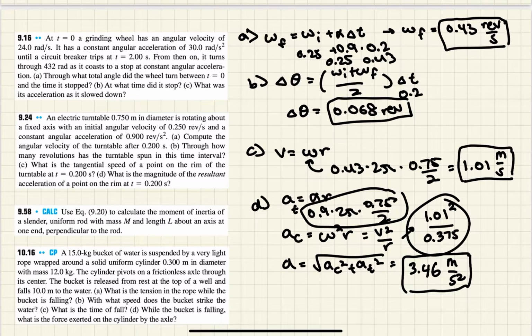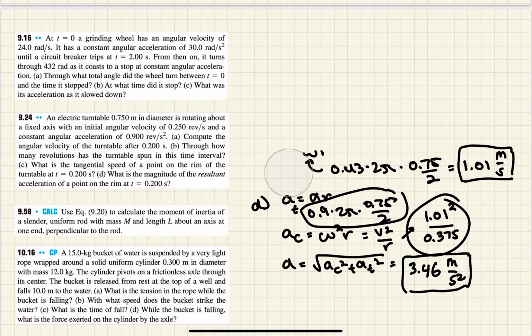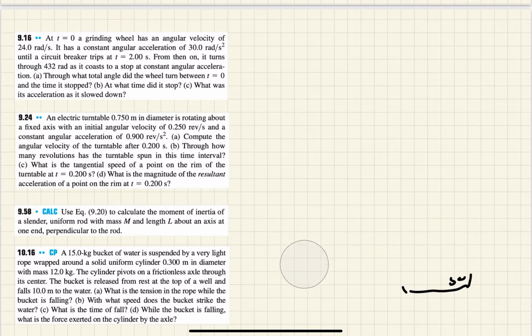All right, moving on to the next problem. Number 3 here. So this is the one I was telling you about. You calculate the formula of moment of inertia for a uniform rod with mass m and length l about an axis at one end perpendicular to the rod. So how would you do this?